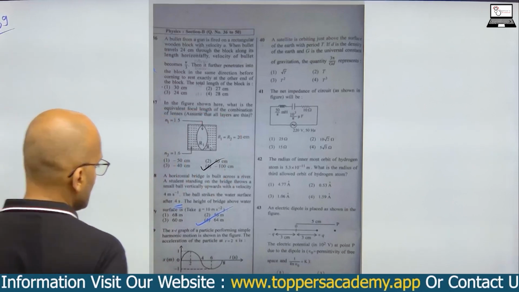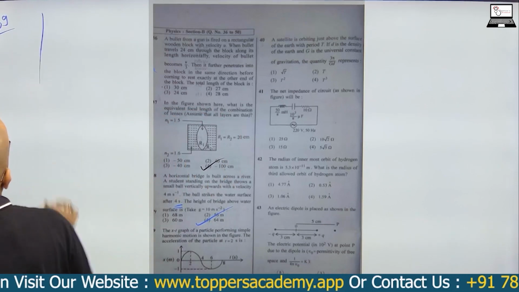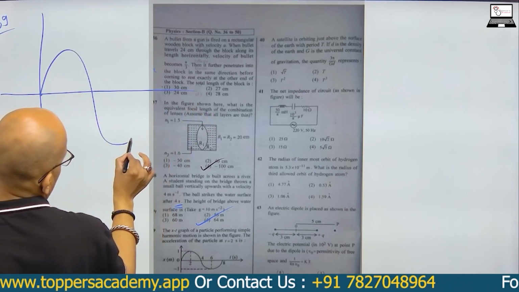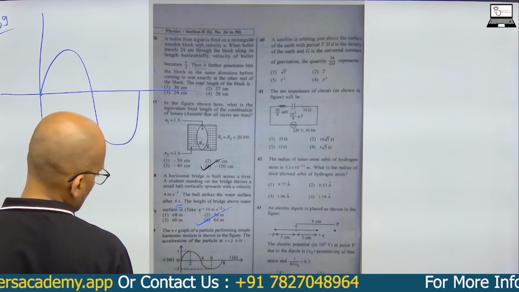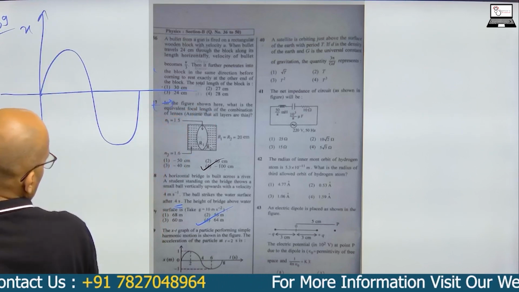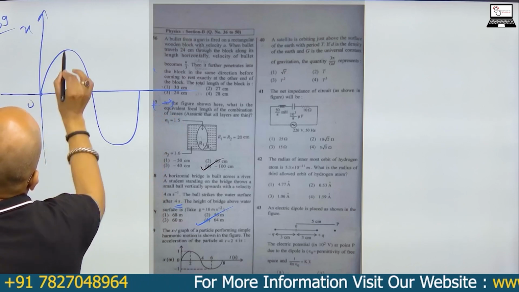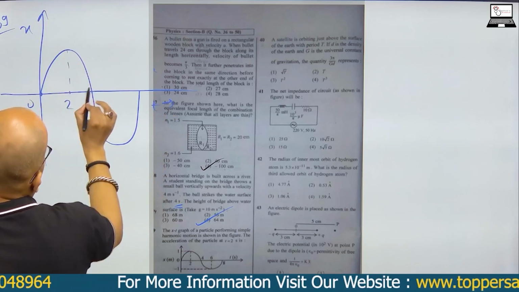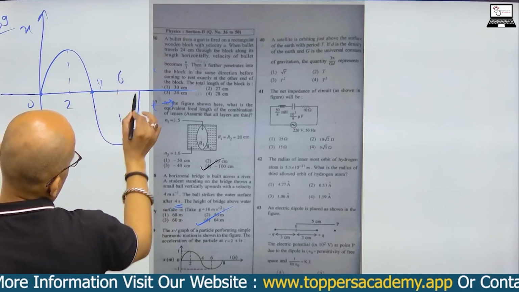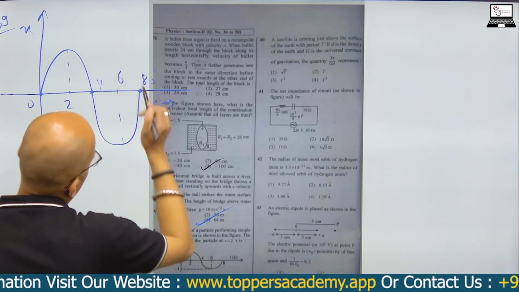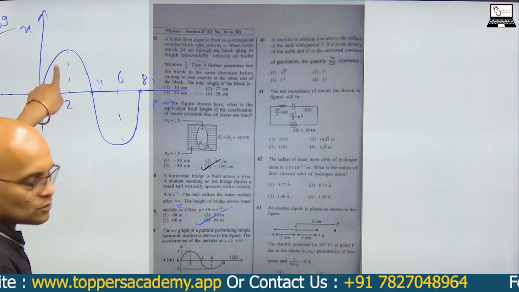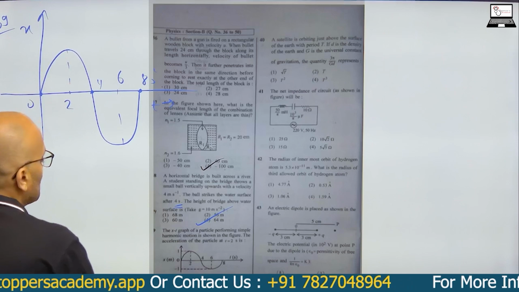The xt graph of a particle performing SHM is given. This is the xt graph. Here time is taken, here x is taken. This is 0, 2, 4, 6 seconds. So what is the acceleration of the particle at t equals 2 seconds? How to do such questions?